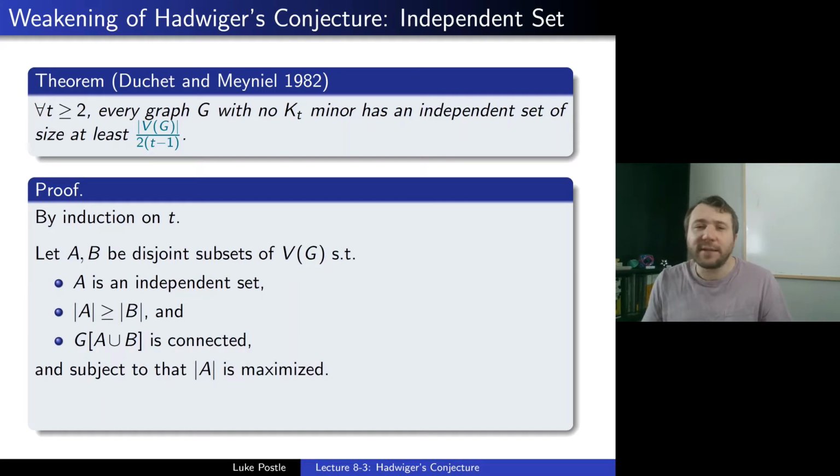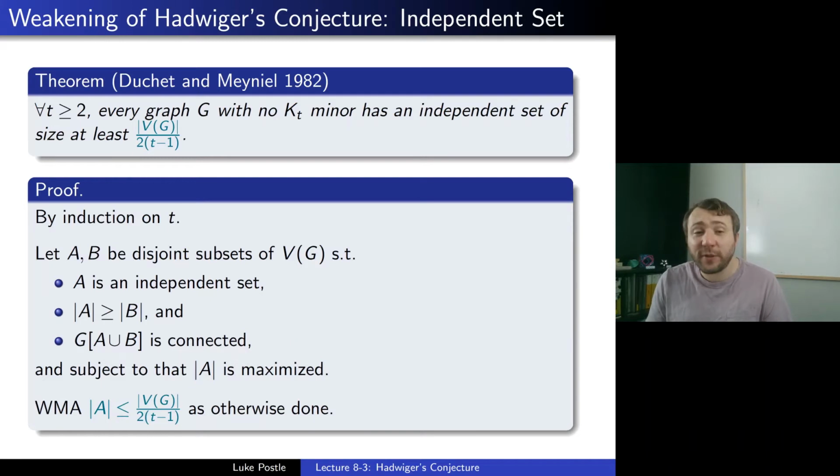Again, this should be reminiscent of some of the proofs from last time. You set up some object in a certain way and maximize it, and we'll see how to use it. So how do you do this? Well, if A is large, then we're just done. So we may assume that A is actually smaller than the target of, say, V of G over 2t minus 1, as otherwise we're done.